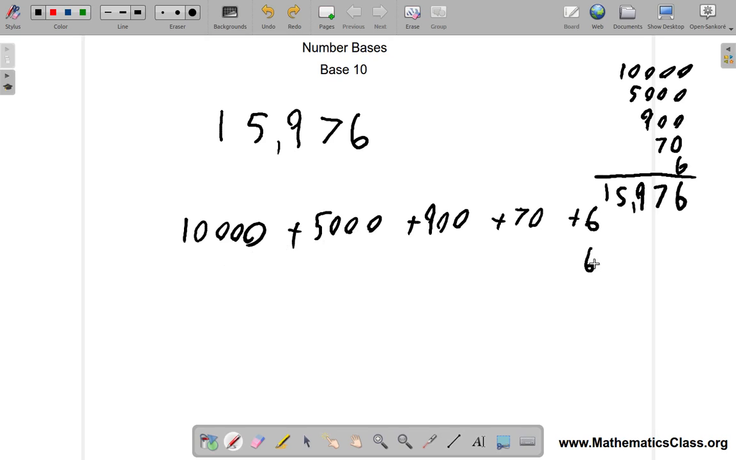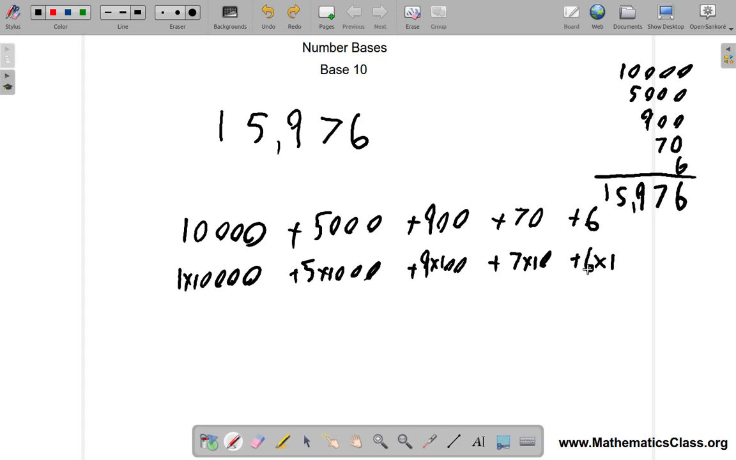This is 6 ones, so we could say 6 times 1, plus 7 tens, which is 7 times 10, plus 900. So it's 9 times 100, plus 5,000. So it's 5 times 1,000, plus 10,000. So this is 1 times 10,000. Okay, good.